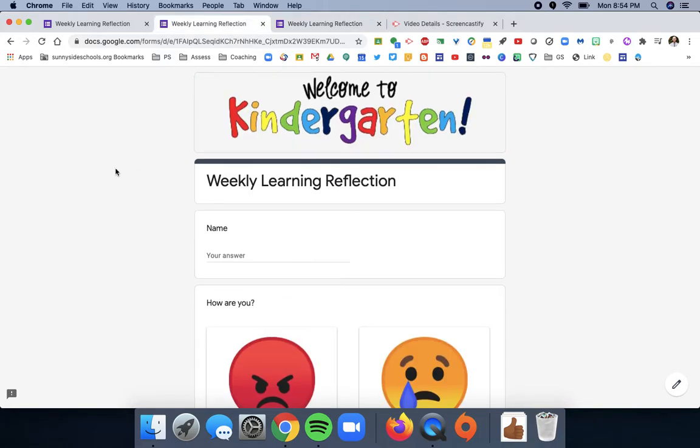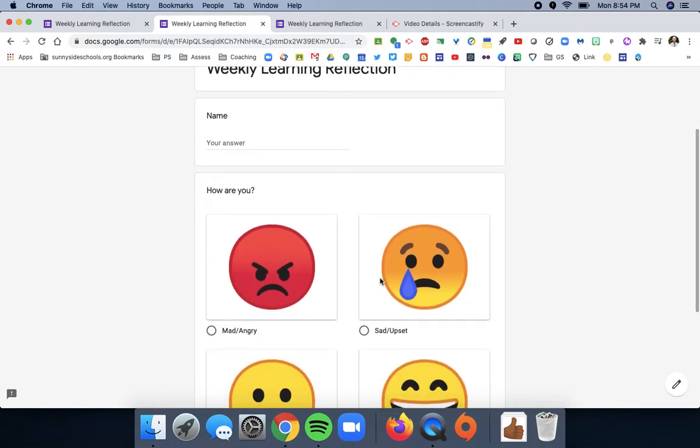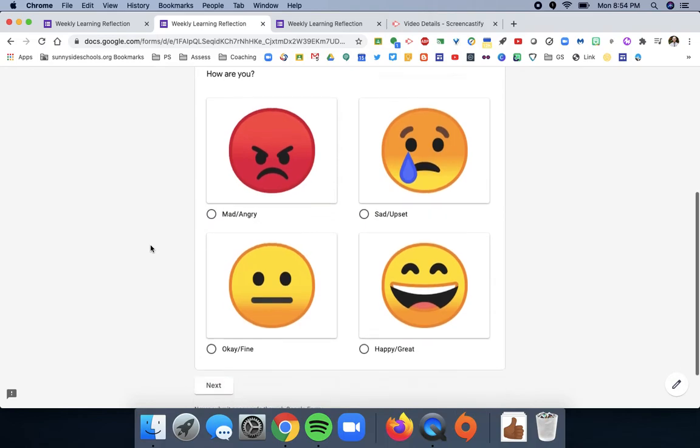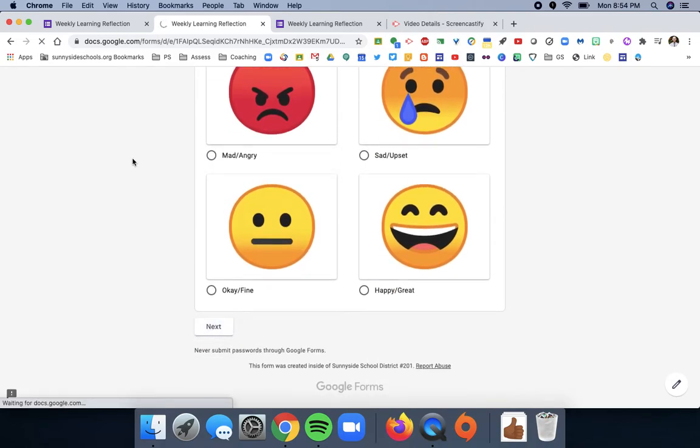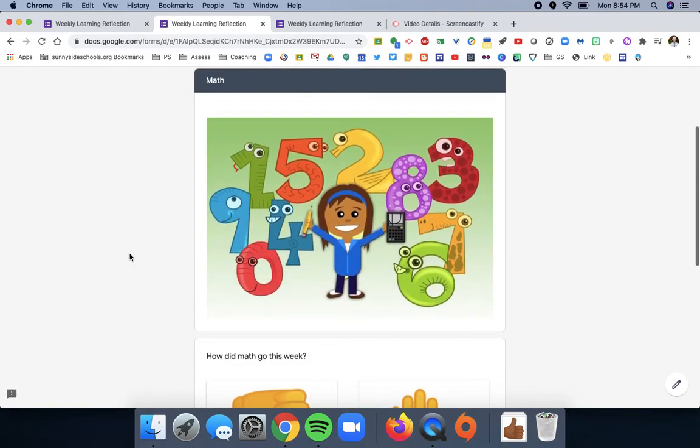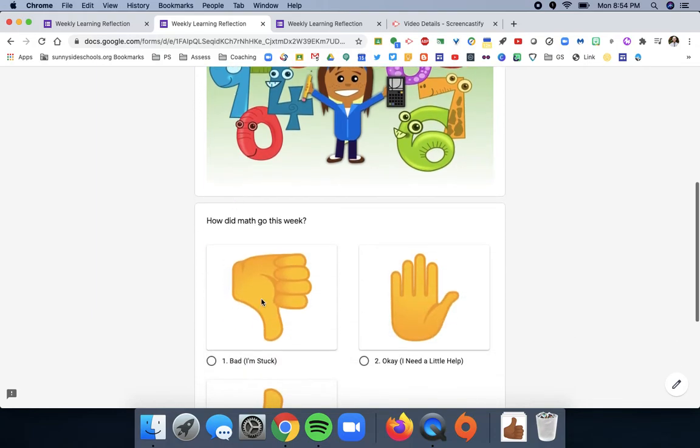I am using Google Forms here. Part of the reason is because it allows me to use pictures as my answer choices, which will make it a little bit easier for the students to identify their current level. So I have them use pictures here. On the next one, I even have with math, I have thumbs up, thumbs down.